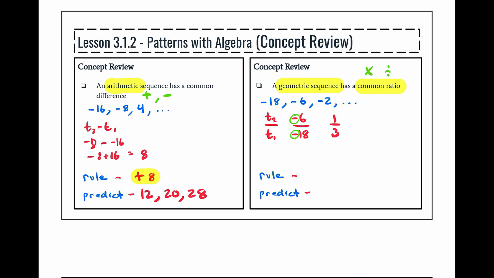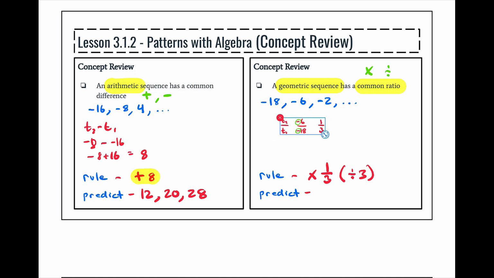So what is the rule? The rule is we will be multiplying by 1 over 3. And that is the same as dividing by 3 in this case. So now I need to find my next 3 terms.